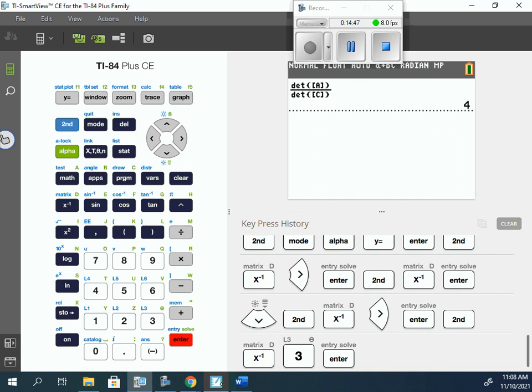But according to Cramer, this does work. And it actually ends up working out quite nicely. Well, nicely is a relative term there, because we need to find the other determinant.